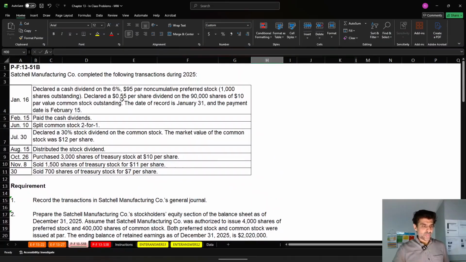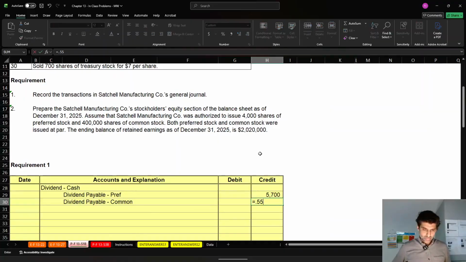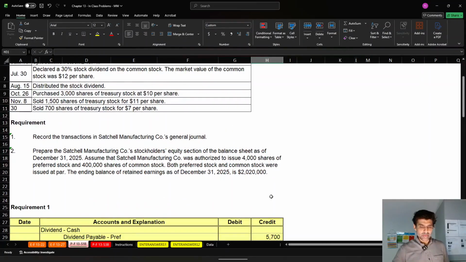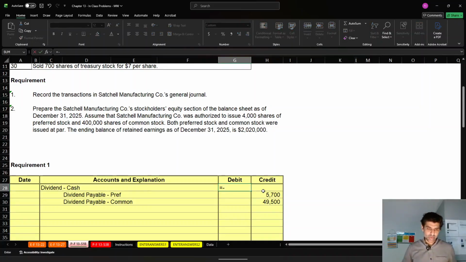And then the other one is 55 cents per share on 90,000 shares. So that's just 55 times 90,000. Okay. Is everyone clear on the calculations for those? Yeah. And then you just add them up to get the total dividend that you got to pay.